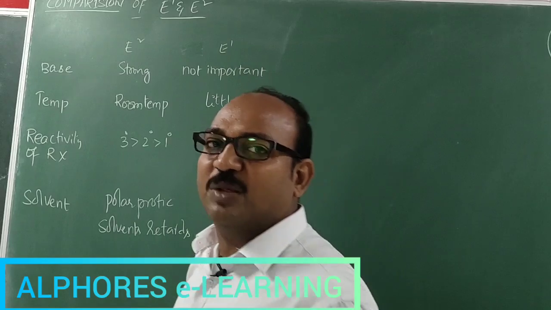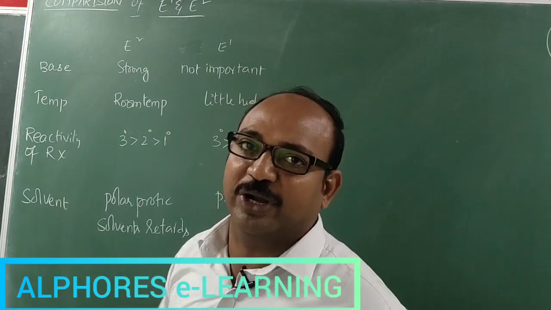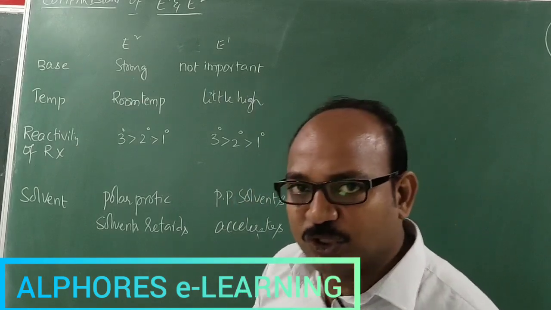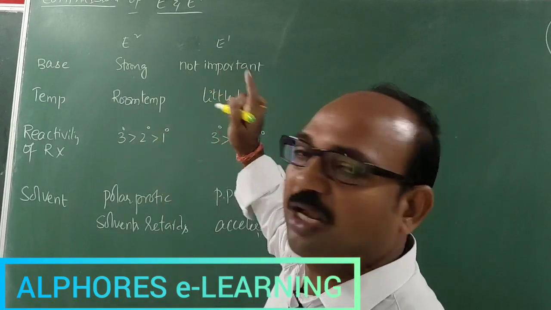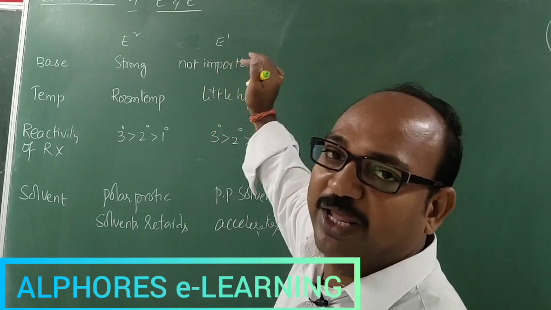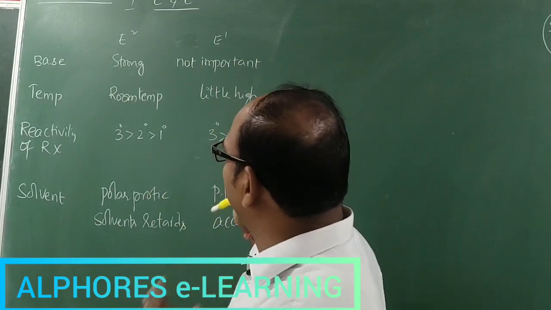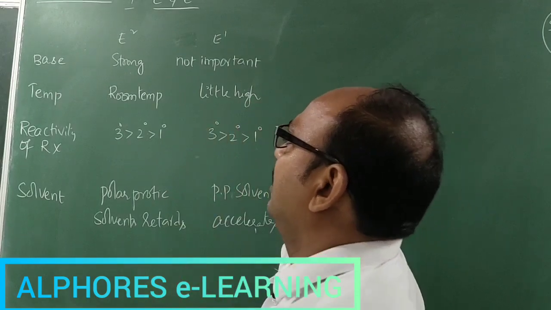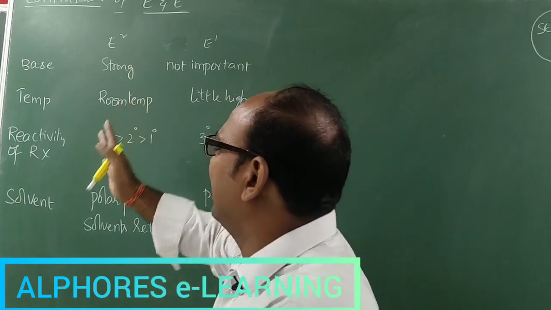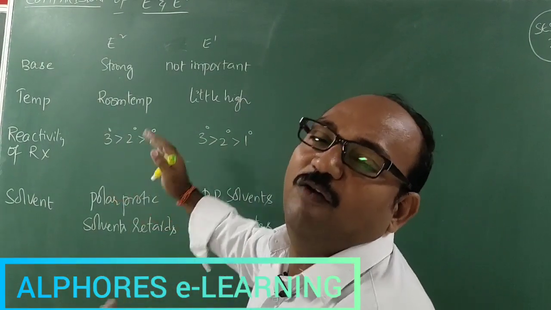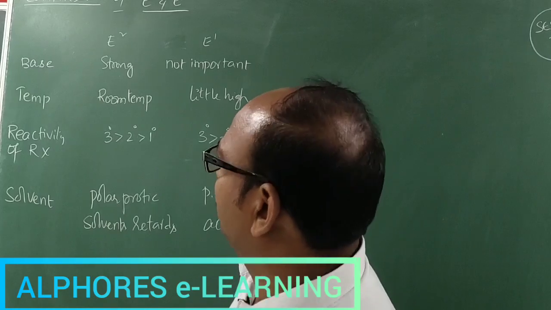Simple: elimination is always endothermic. That means elimination products are always thermodynamic products, and substitution products are always kinetic products. Whether it is E1 or E2, elimination ultimately takes place at high temperature. For E1 and E2, what are the factors? That is, how do base, temperature, reactivity and solvent influence E1 and E2? Let us see. First, base.